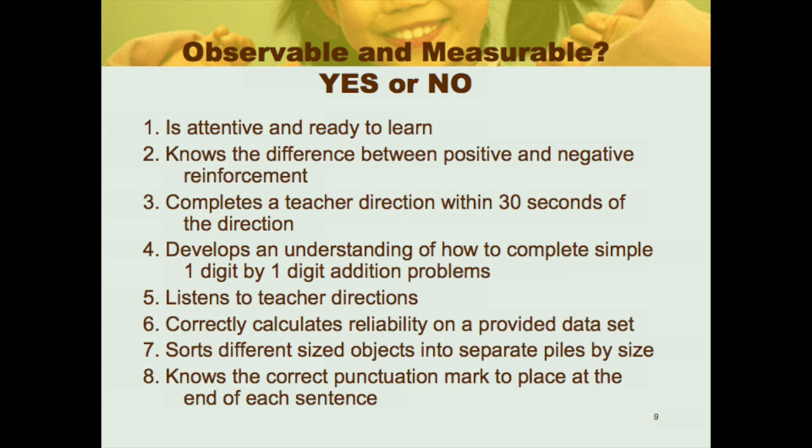Number 5. This one could be yes or no. It would be better to specify the exact behavior the directions are attempting to evoke. Number 6. Yes, while it could be clearer, correctly calculating reliability can be measured and observed. Number 7. Yes, you can observe and measure whether the student is able to do this. Number 8. No, you would want to say can demonstrate the ability to.